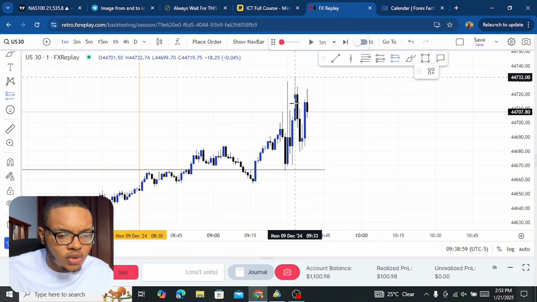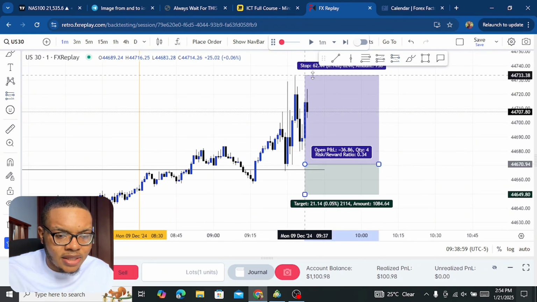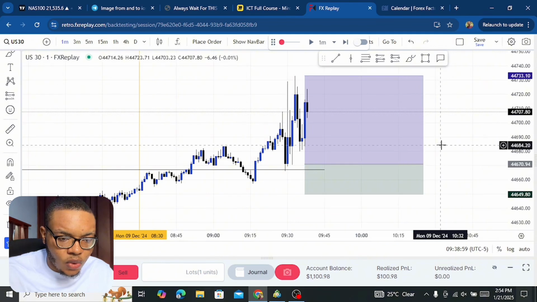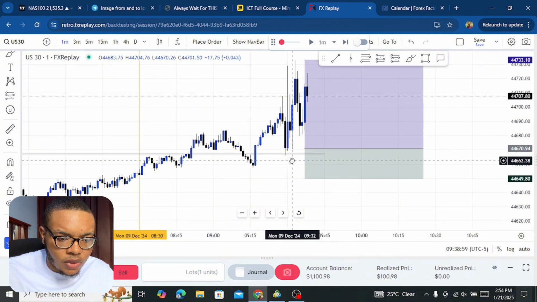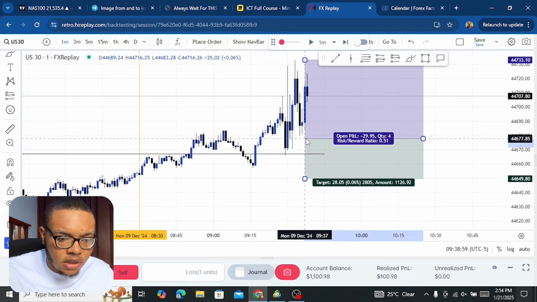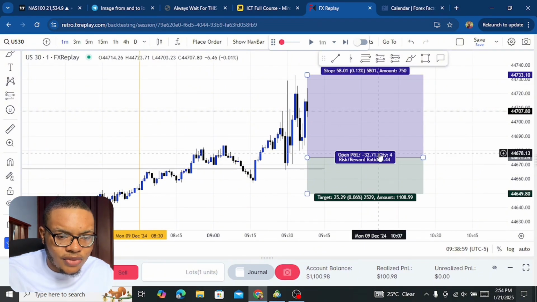Okay, this high took out these lows, right? These were the lows that engineered that. So let's do this. Let's have it here. This is quite big. Making adjustments to this. Let's see here. Okay, 58 points.